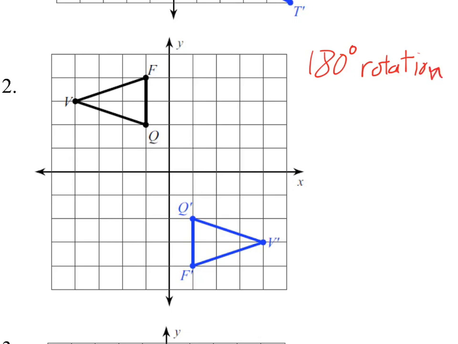So anyway, this one is a 180-degree rotation. If you were to spin this upside down, it would look exactly the same on the coordinate plane there. And the function that's going to do that for you is xy goes to -x, -y. You just change the signs on both of the coordinates, and that'll give you the 180-degree rotation.